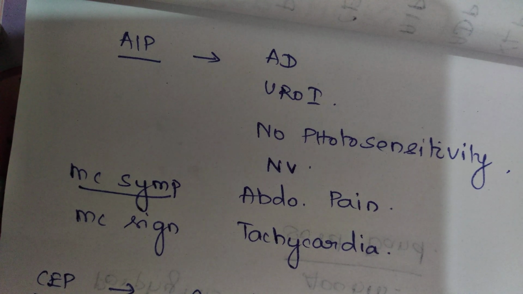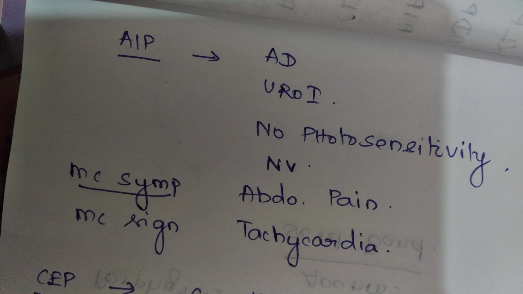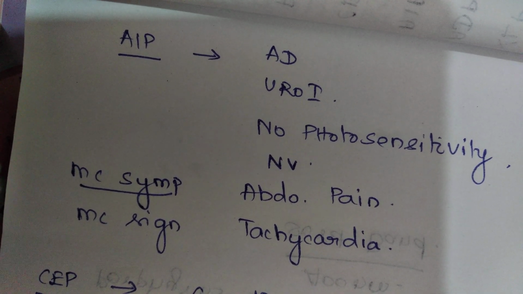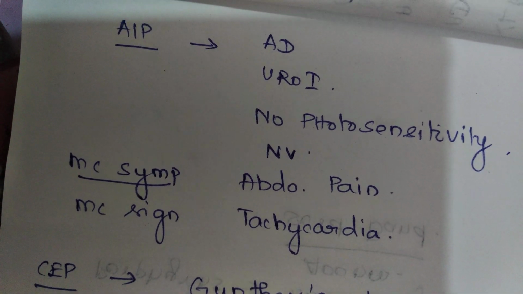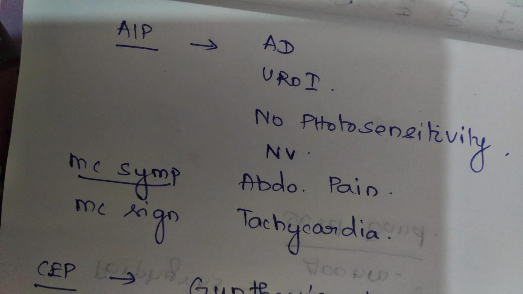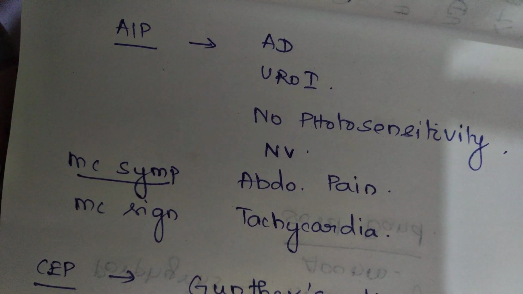Acute intermittent porphyria is inherited in an autosomal dominant pattern, and it is because of deficiency of the enzyme uroporphyrinogen 1 synthase. One important question which the examiners have repeatedly asked is whether there will be photosensitivity in acute intermittent porphyria, but there is no photosensitivity, and it causes neurovisceral porphyria. The most common symptom in acute intermittent porphyria is abdominal pain, and the most common sign which patients will present with is tachycardia.